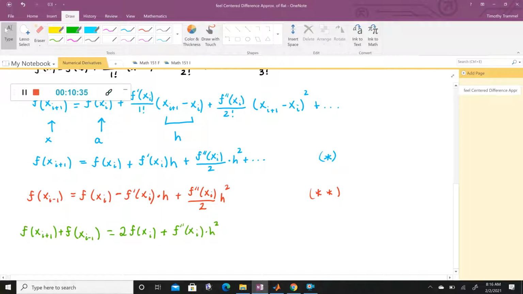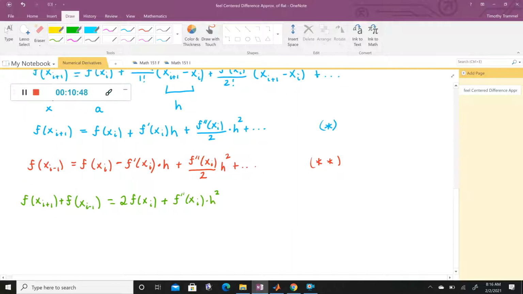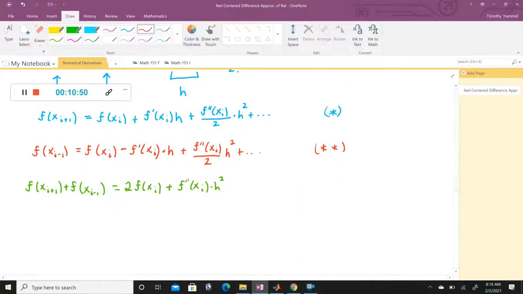And the fact that we're not using all the terms of the Taylor series is what's making this an approximation. All right, and so what we're going to do next is work with this green formula we have here, which, let's point out where it came from again. This came from adding those two equations.